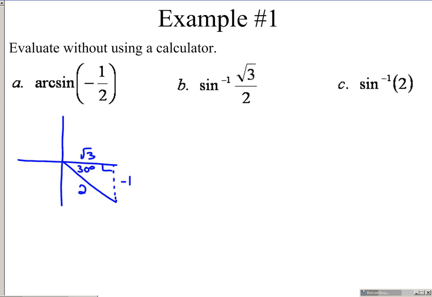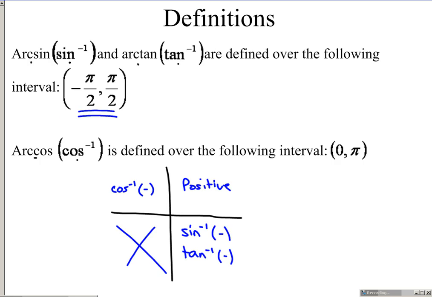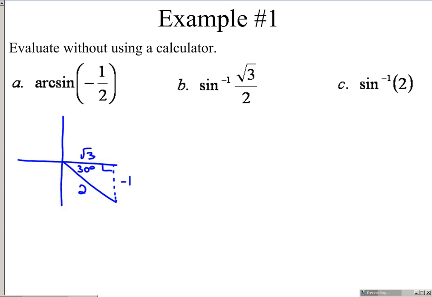So now when you give your solution, remember from our definition that arcsine's solution has to be between negative pi over 2 and pi over 2, or negative 90 degrees, positive 90 degrees. So when you name this, you cannot call it a 330 degree angle because it's not in the defined values for arcsine. This is a rotation of negative 30 degrees or negative pi over 6.